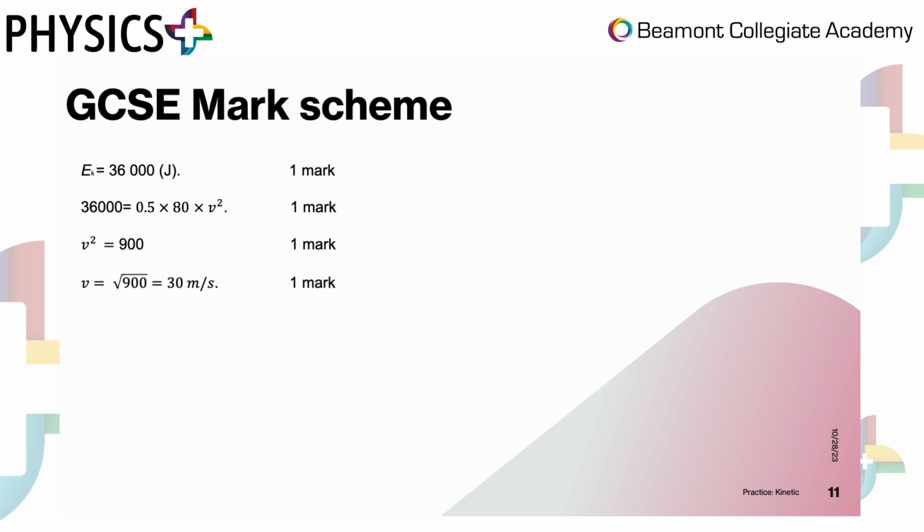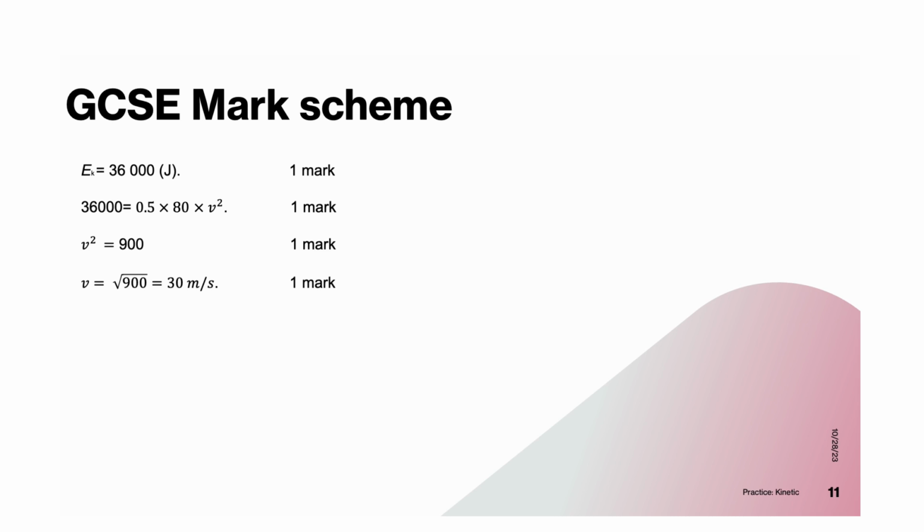GCSE mark scheme. So how did you do? 1 mark was awarded for realising that the gravitational potential energy at the start of the ramp was going to be transferred into the kinetic energy at the end of the ramp. 1 mark given for EK equaling 36,000 joules. Then 1 mark for substitution into the equation. 1 mark then given for calculating V squared. And then finally, finding the square root of your answer for V squared to give you 30 meters per second.